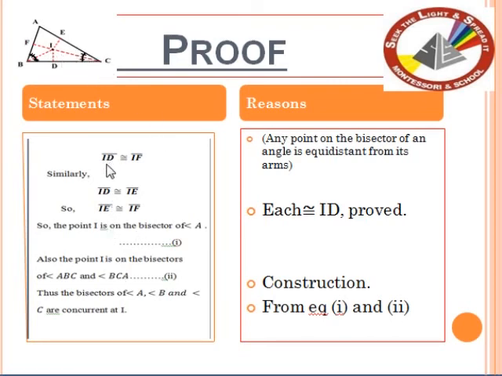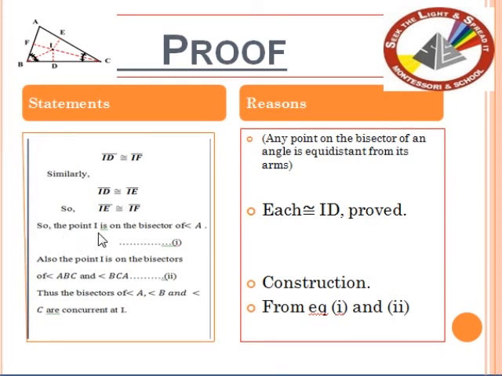So you can see that ID is congruent to the line segment IF, and ID is also congruent to the line segment IE. So we can say that this line segment IF is also congruent to the line segment IE. In reason we will write that each length IF and IE is congruent to ID. We have proved this.